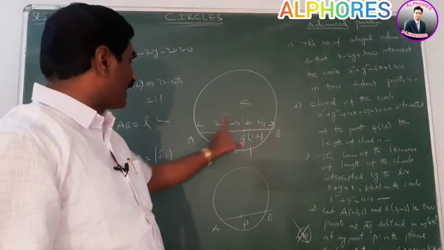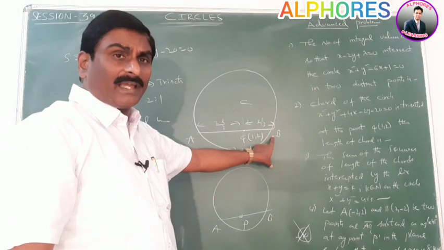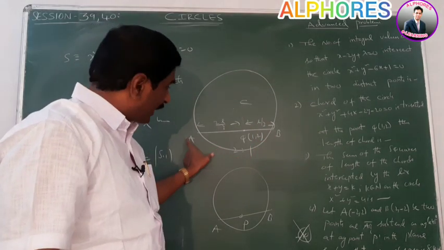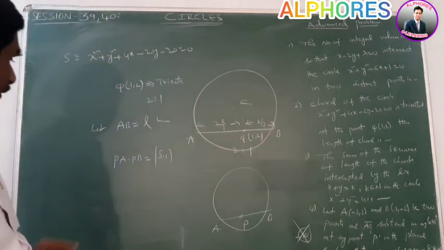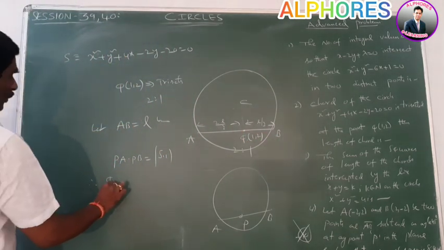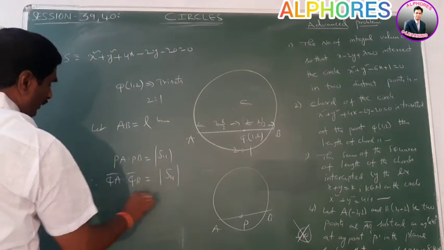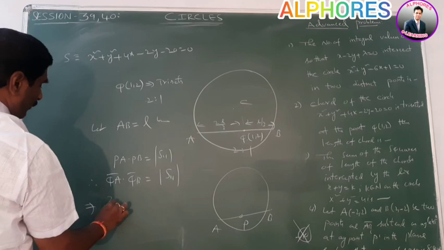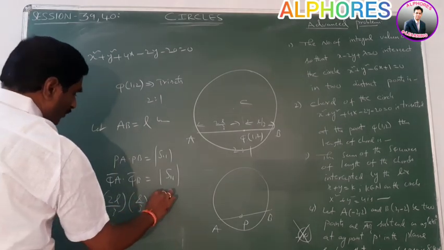Similarly, Q divides the line segment AB in the ratio of 2:1. A, Q, B are collinear, so QA into QB is definitely equal to mod S11. Therefore, QA into QB is equal to mod S11. QA is 2L by 3 and QB is L by 3, so their product is equal to mod S11.